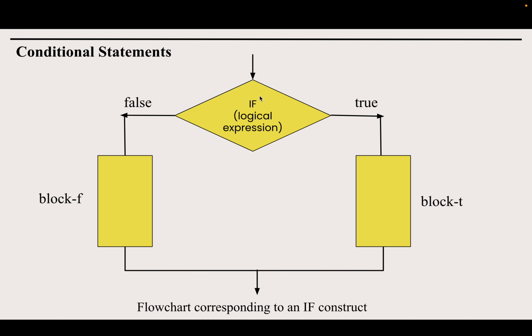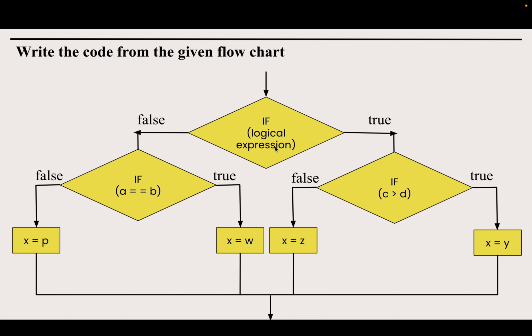In the next one, we will see that if there is some logical expression and it is true, then C is greater than D is checked, and if it is false, then A is equal to B is checked. If C greater than D is true, then X equals Y. If it is false, then X equals Z. On this side, if A equals B is true, then X equals W. If false, then X equals P. And at the end, it comes to the concluding statement, that is the final statement of the executable code.